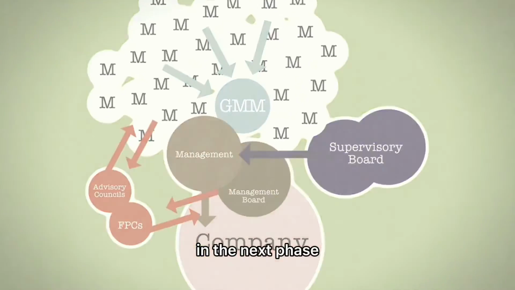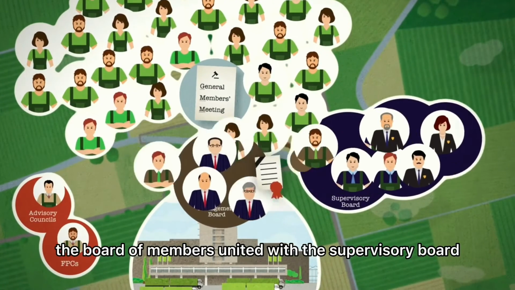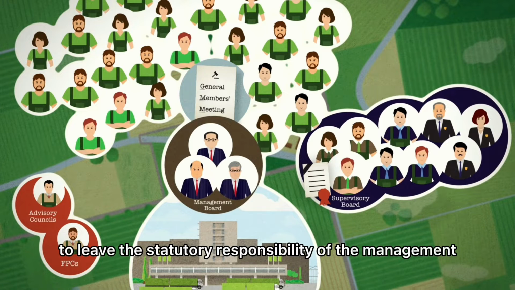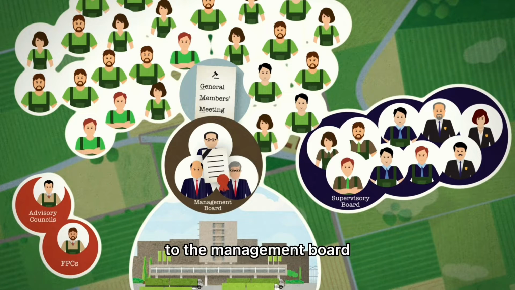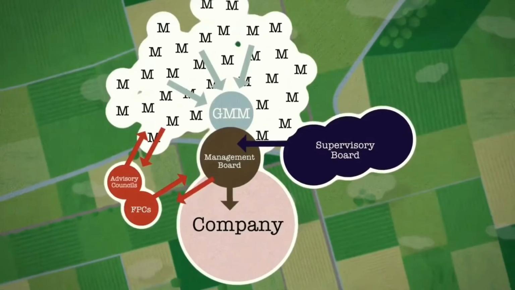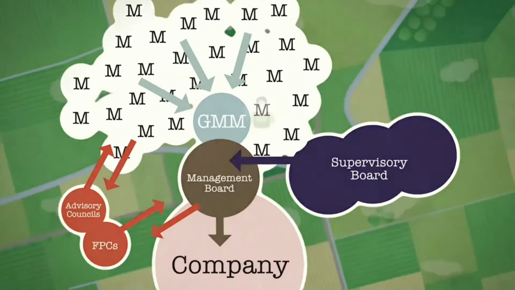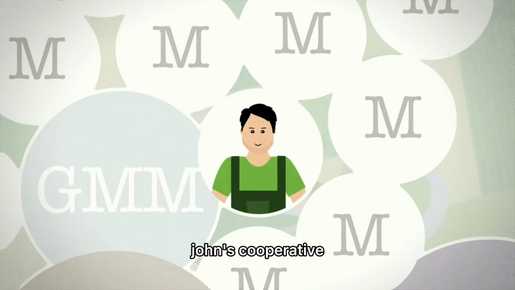In the next phase, the board of members united with the supervisory board, and it was decided to leave the statutory responsibility of the management to the management board. And that's the structure of Rose Grower John's co-op.